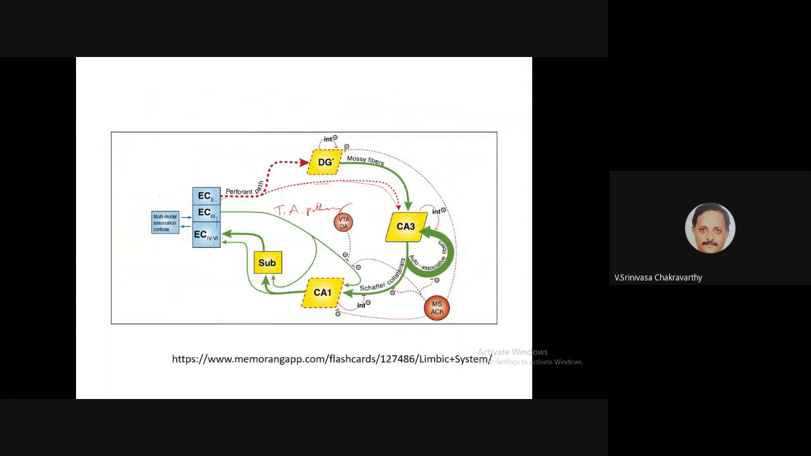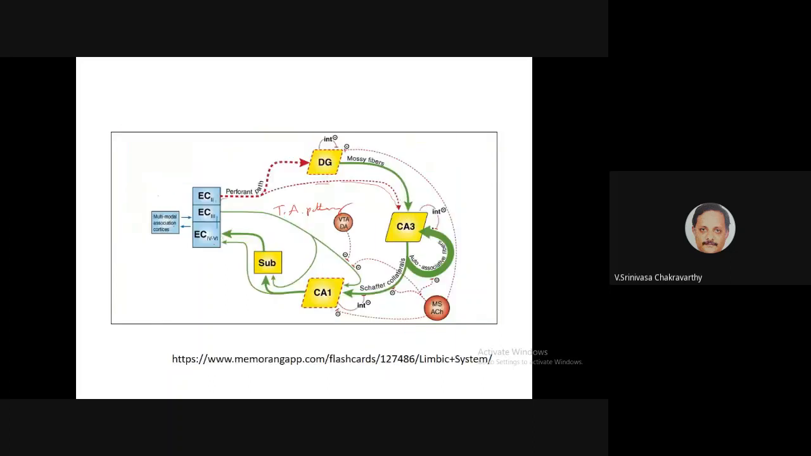So this is the perforant path, and part of the perforant path also goes through the dendrite without synapsing and goes all the way directly to CA3. In fact, that is why it's called a perforant pathway, because perforation means cutting through, right? So these are fibers which cut through DG and go beyond to CA3.